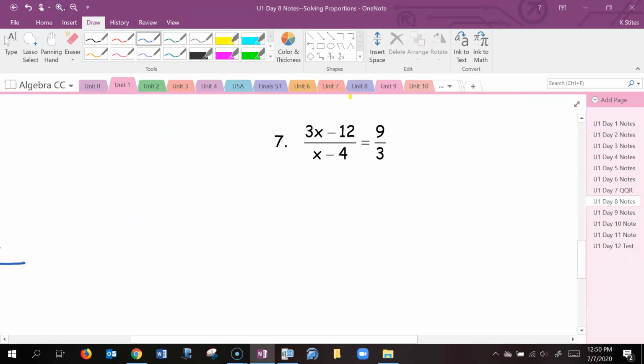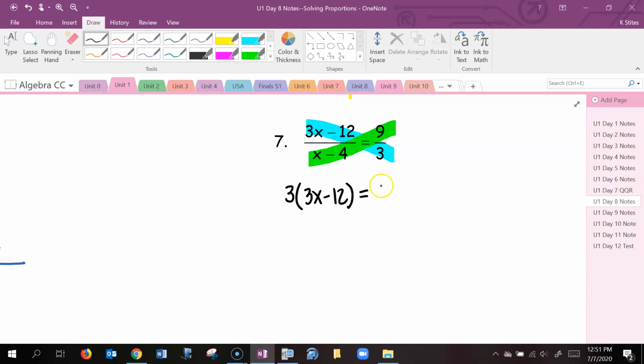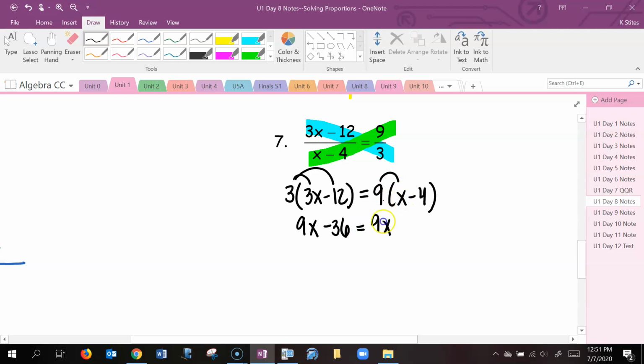All right, next. Cross. Again, put your number in front. And I'm putting parentheses around that 3x minus 12 because I'm distributing that whole thing. Cross. Again, I'm putting my 9 in front. Same situation. I'm going to have to distribute. This is going to be a double distribute situation here. 3 times 3x is 9x. 3 times -12 is -36. 9 times x is 9x. 9 times -4 is -36.